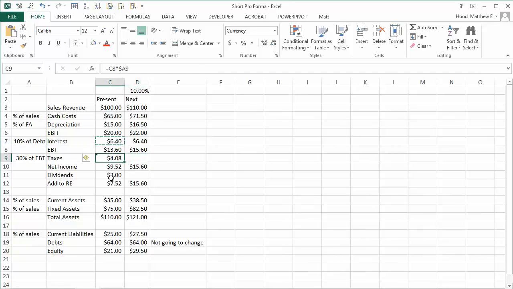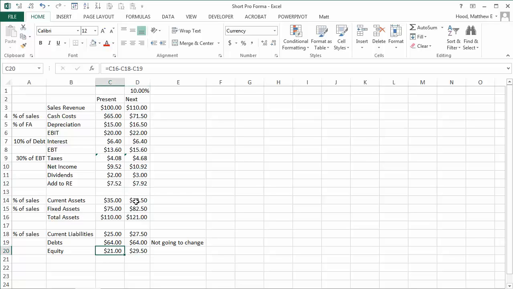Okay. Taxes, this is the same formula. It's 30% of this 15.60. Now I have to make an assumption for dividends. Let's say I've decided I'm going to pay a $3 dividend. Oops, that would be 3.00. $3 dividend. That means I would have additions to retained earnings being $7.92.